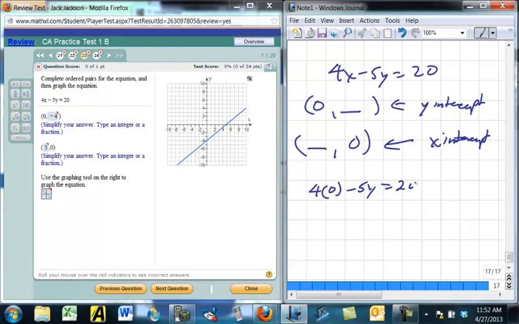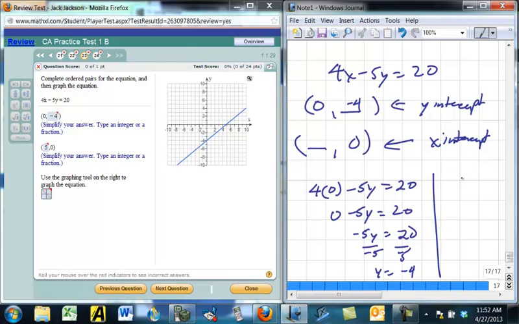this equation for y. Of course, 0 times 4 is 0. 0 plus negative 5y is negative 5y, and that's going to equal 20, and we divide both sides by negative 5 to get y is negative 4. Okay, that's the first one, and that's going to be here on the y-axis, 0, negative 4.